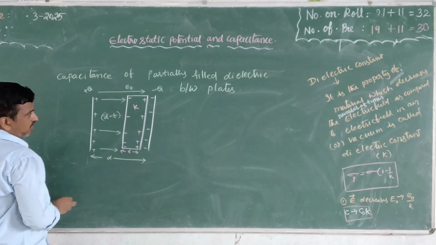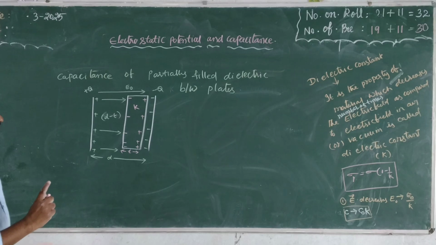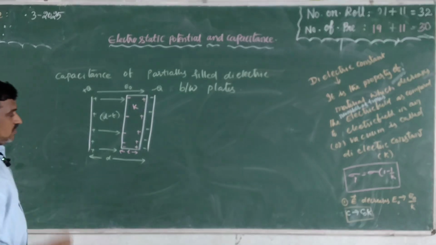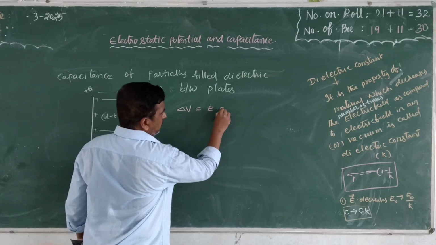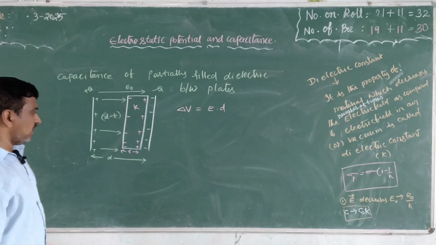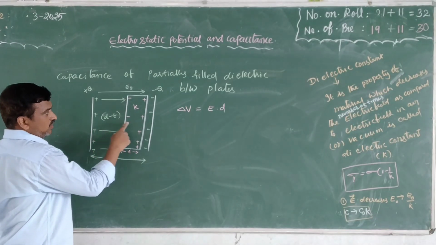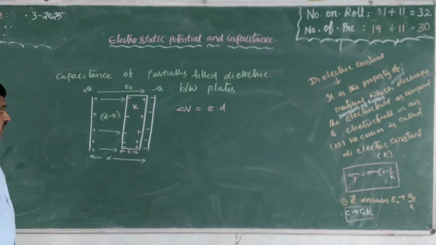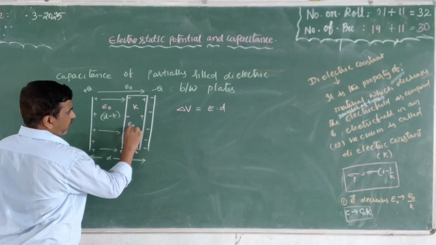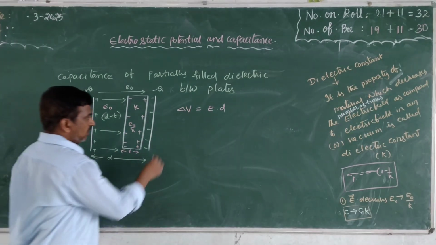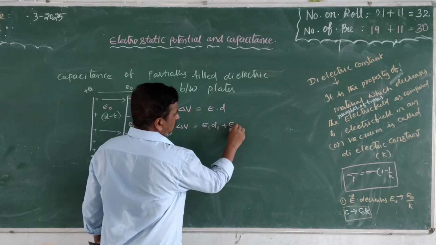Now what is the capacitance we find out? Capacitance of a partially filled dielectric between the plates. In that case, delta V equals E dot d. Here we have two regions: in one the electric field is E naught, in the other it is E naught by K. So delta V equals E1 d1 plus E2 d2.